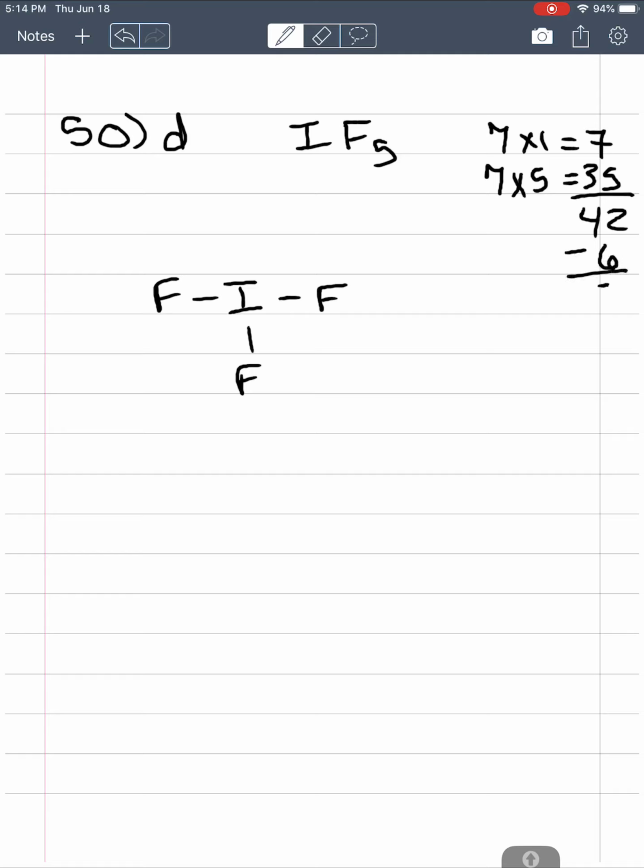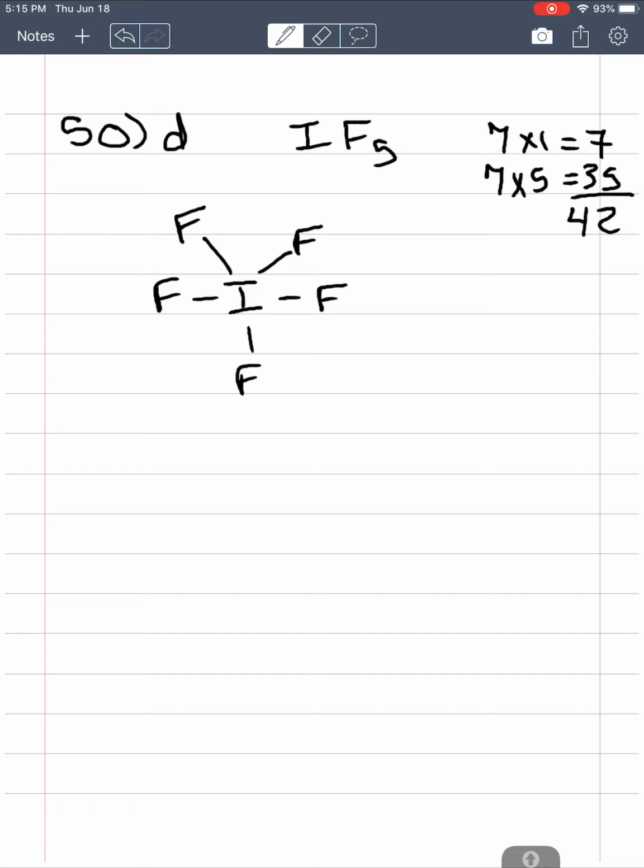We've used 6. That leaves us not 32. That would be if we had 10. So that leaves us 36. So we're going to surround, you know what? Let me start over. See what I've done? There are 5 fluorine, and I only put 3 on there. Let me add the other 2. There we go. Now we can do something.